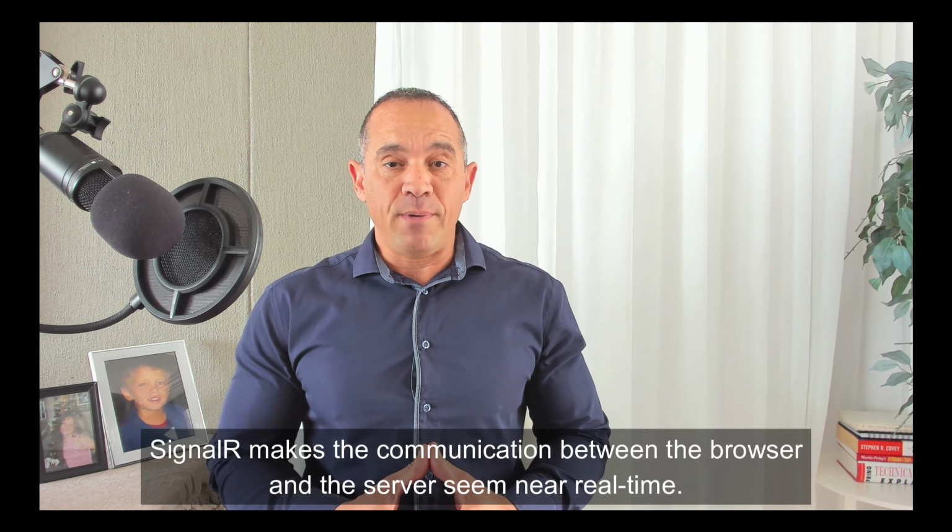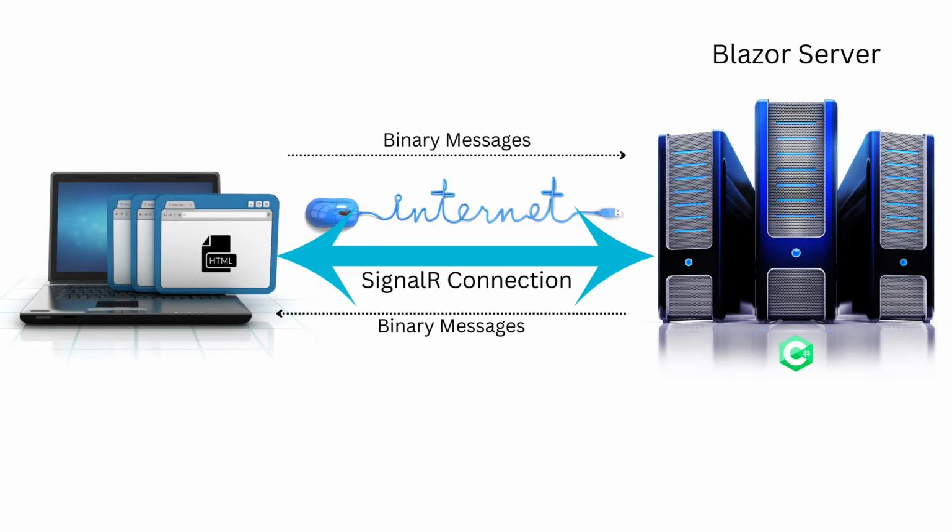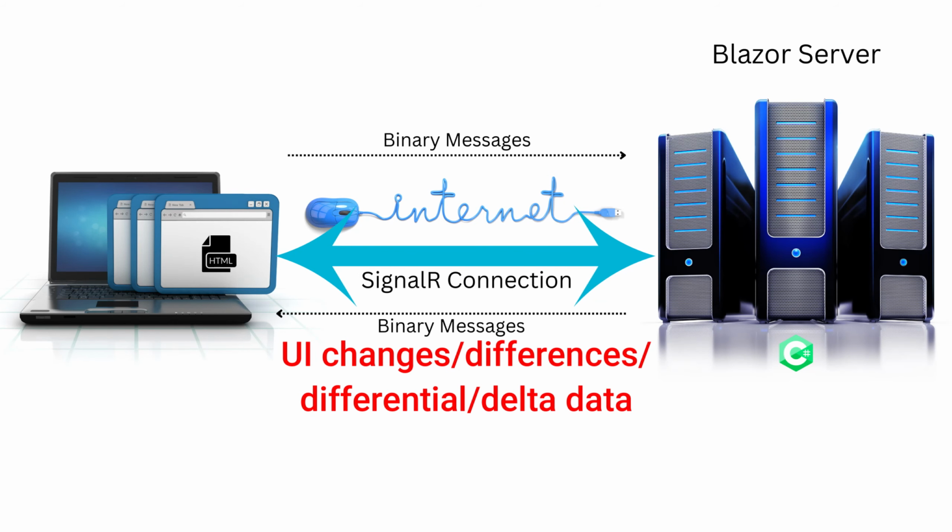It is this SignalR connection that makes the communication between the browser and the server in a Blazor Server application seem near real time. The binary messages that contain the user interface changes, or the UI differential data, is what is communicated through this SignalR channel. And only the changes to the UI are sent back to the browser, not an entire newly constructed HTML page.